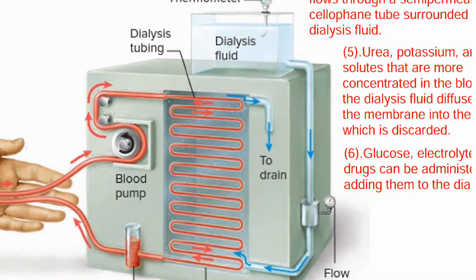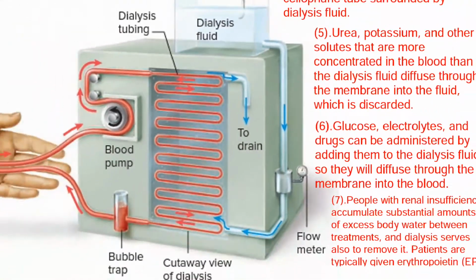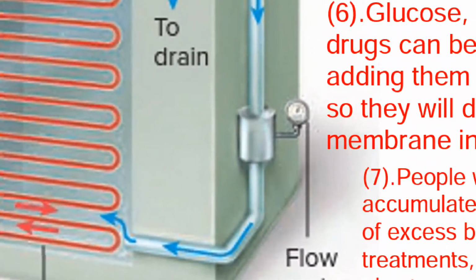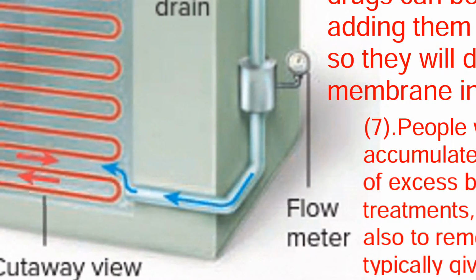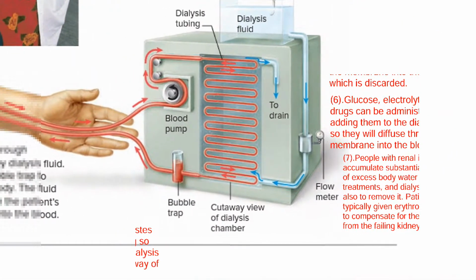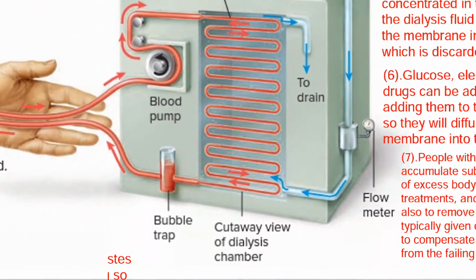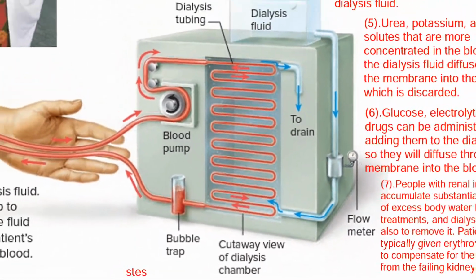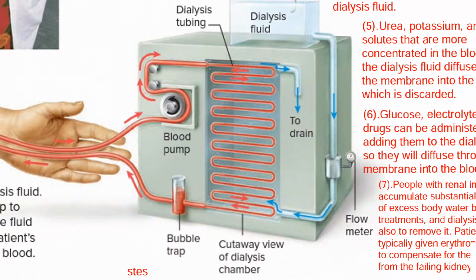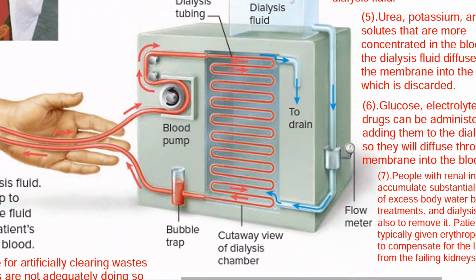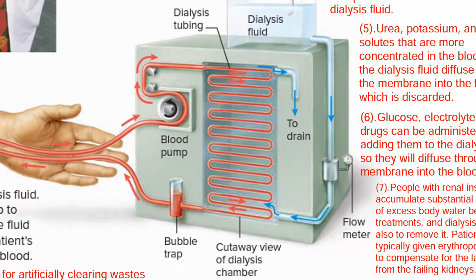So this dialysis fluid comes from this pipe, and with the pipe you can see the flow meter. With this flow meter the doctor can monitor the flow of the dialysing fluid in the machine. So inside the dialysing tube the patient's blood is flowing, and outside there is a dialysing fluid. This is the setup for the hemodialysis procedure.